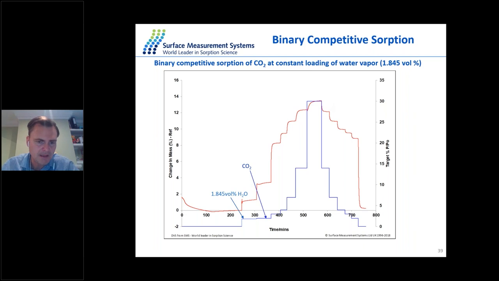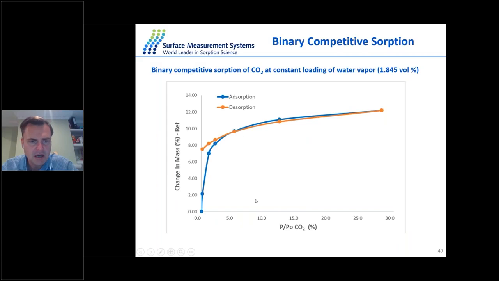Now from this data, if I subtract my initial water uptake, I can calculate the CO2 adsorption capacity, and we can obtain this kind of graph, which tells you that at constant loading of water vapor, at 1.845 volume percent water, I can get about 10 weight percent of CO2. This is a powerful method which can be used for certain MOFs as long as they have the correct chemistry, because there are a few assumptions we have made. The water cannot replace the CO2, and there is no interaction of CO2 with the material. So we don't want to have any chemisorption taking place.